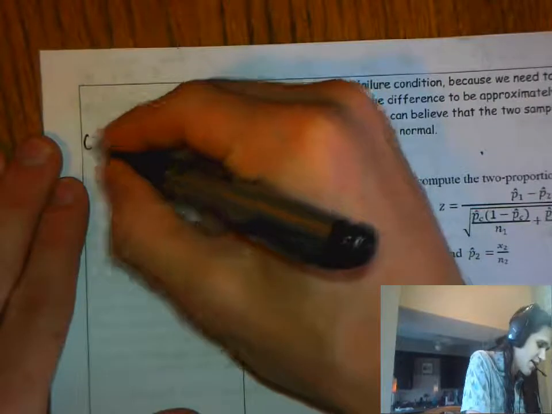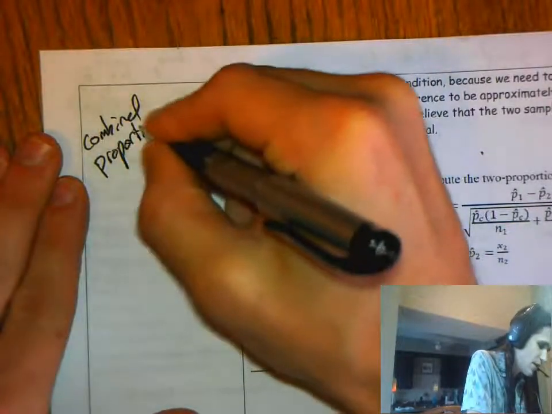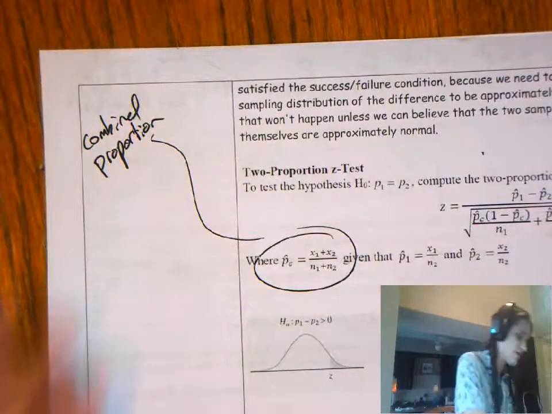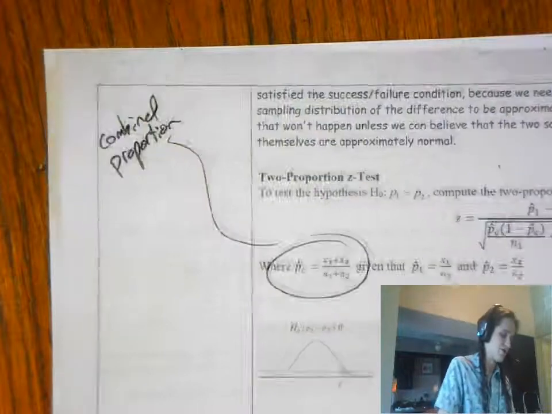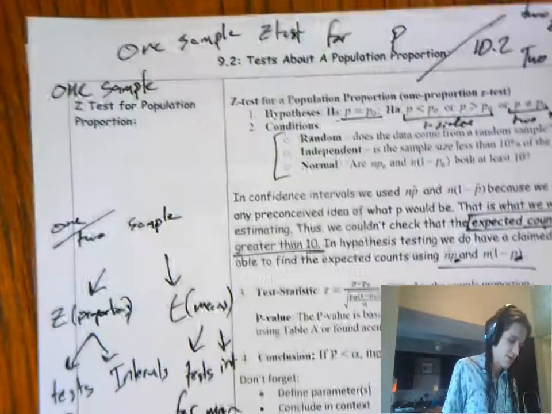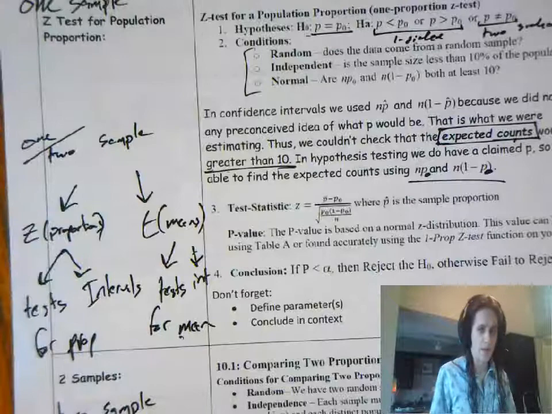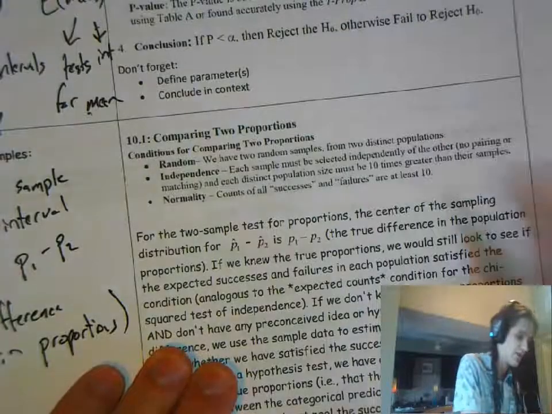And what is this thing? This is the combined proportion. Why do we need this combined proportion? This is our estimate of the combined proportion, but what the heck do we need a combined proportion for? If you look on the last page, it doesn't tell you what the H0 and the Ha were for the comparing two proportions case. I'm going to tell you.